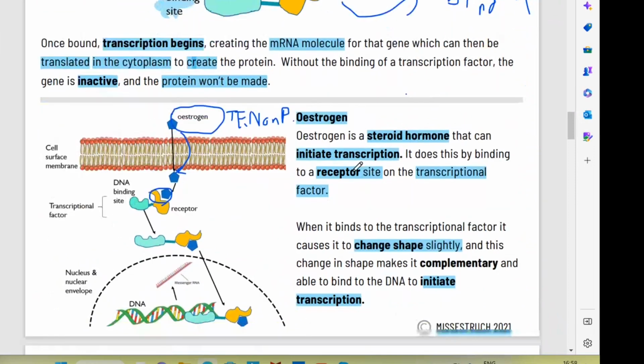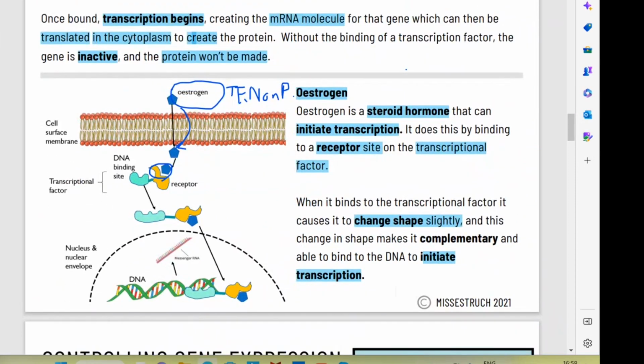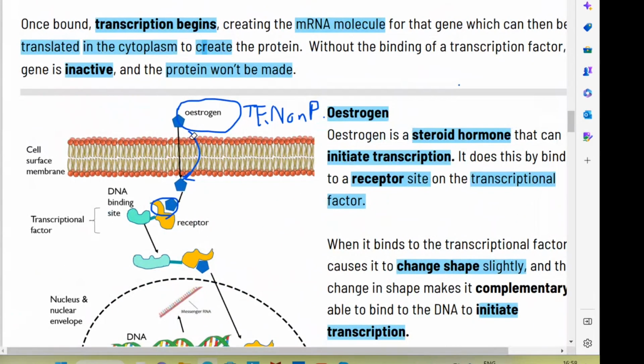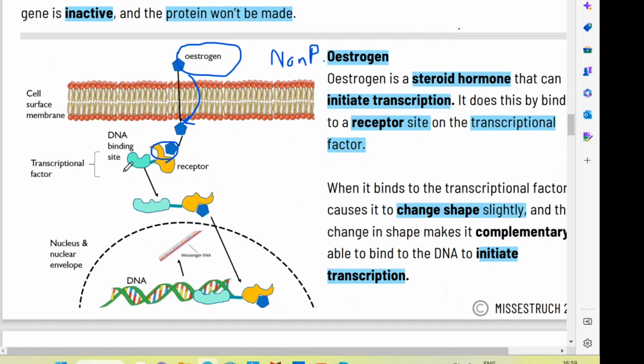I am so sorry. Estrogen is not the transcriptional factor. Oh my goodness me. Excuse me? No swearing in this classroom. Thank you. Alright.